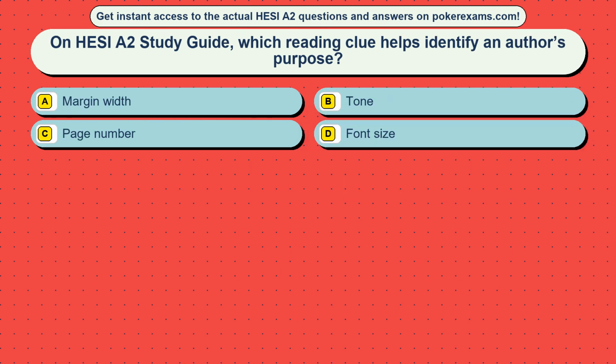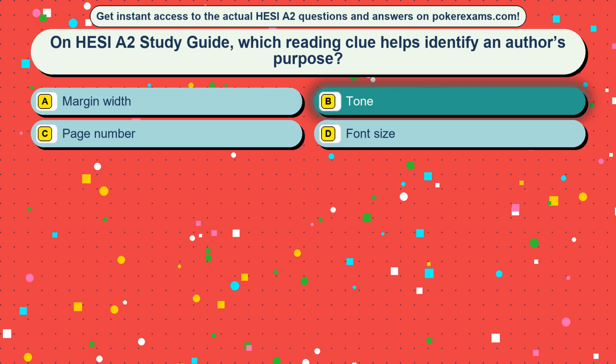Question 4. On HESI A2 Study Guide, which reading clue helps identify an author's purpose? Option A, margin width. Option B, tone. Option C, page number. Option D, font size. The correct answer is option B, tone.